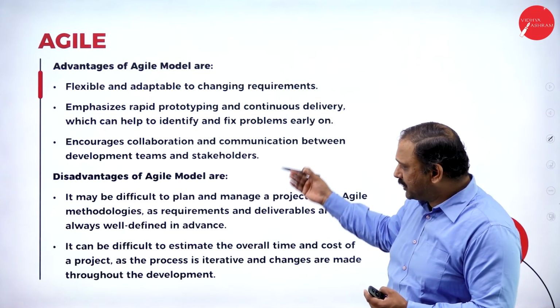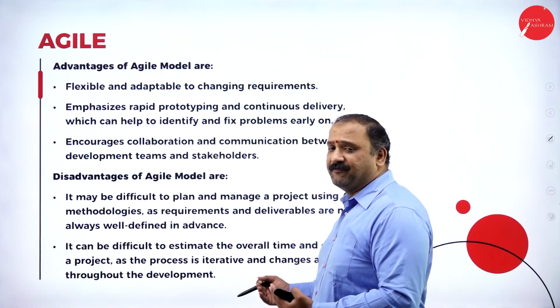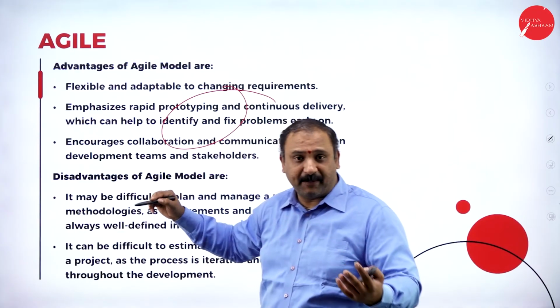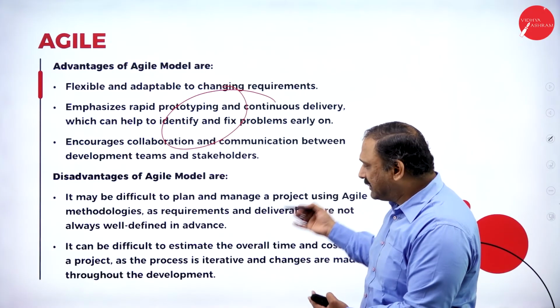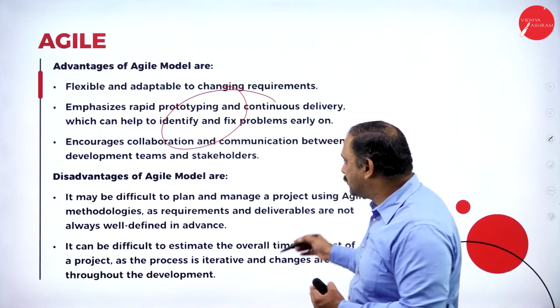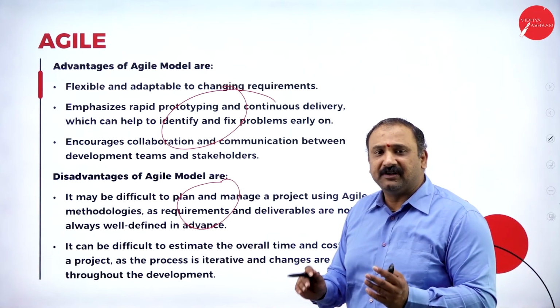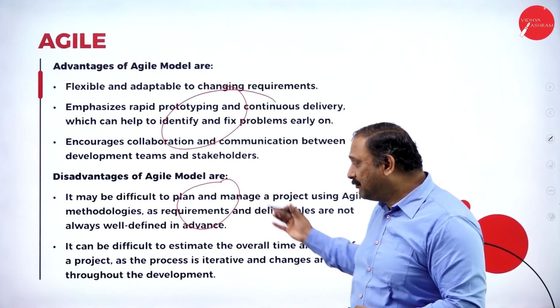Now, similarly, when you look into the agile method, yes, agile is one thing which talks about the emphasis on rapid prototyping and continuous delivery. It encourages collaboration. These are some of the advantages that we are looking at. But when you look at the disadvantages also, it's difficult to plan and manage. We also talk about certain factors where we are not able to deliver well-advanced models.